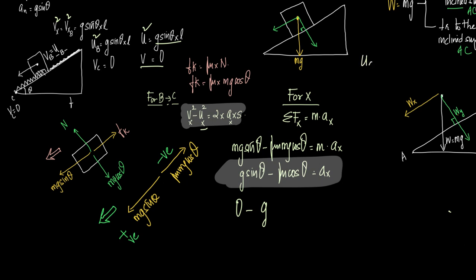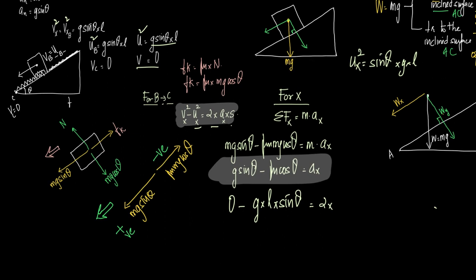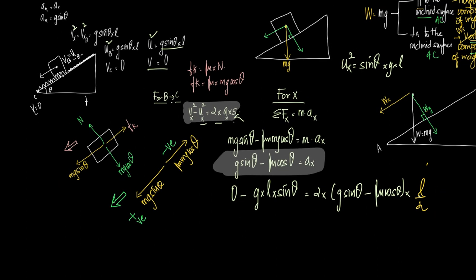So Ux square, we derived it to be G into L into sine theta. So we have G into L into sine theta is equal to 2ax. 2 into, what is the value of ax? We have it here, which is g sine theta minus mu cos theta into L. Sorry, into S, right? 2as. What is S? S again is half of the moving length. So S here is L by 2.